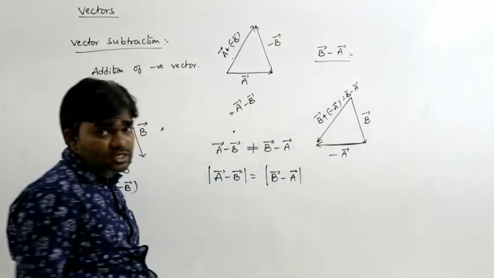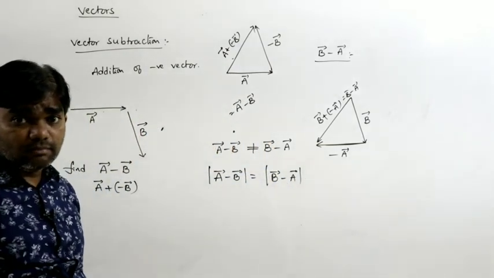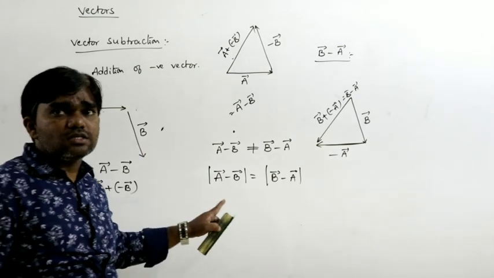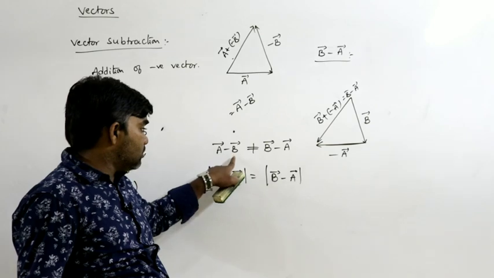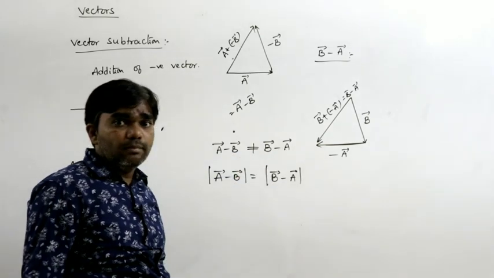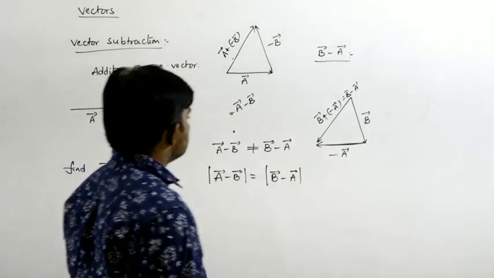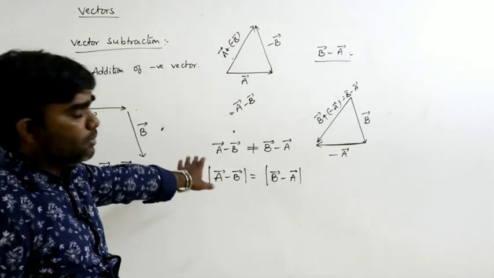Maybe the magnitudes are the same, but the directions are not the same. Magnitudes are the same, but directions are not the same. So A bar minus B bar is not equal to B bar minus A bar. So this is the vector subtraction. It does not obey the commutative law.